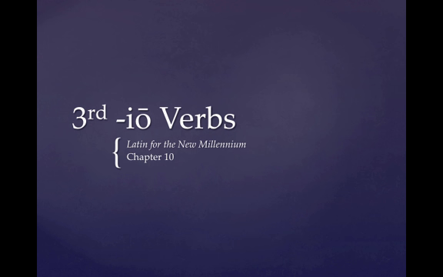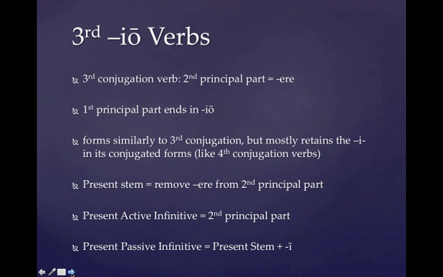Today's lesson is from Chapter 10 in Latin for the New Millennium, and it's on a subset of the third conjugation verbs known as third IOs. Third IOs are interesting, and the reason why we're learning them separately than, say, the regular third conjugation verbs or the fourth conjugation verbs, to which they'll also be somewhat similar, is because they are a blend of both, and they're their own monster.